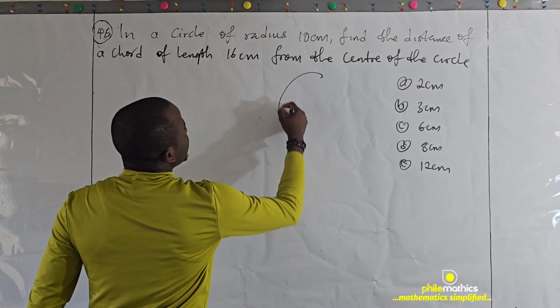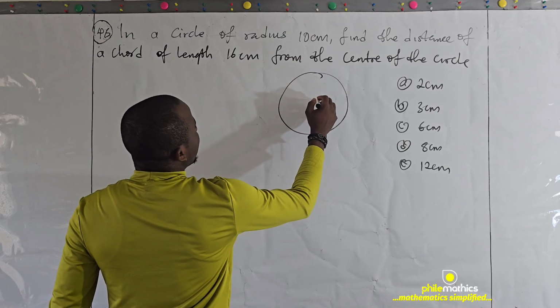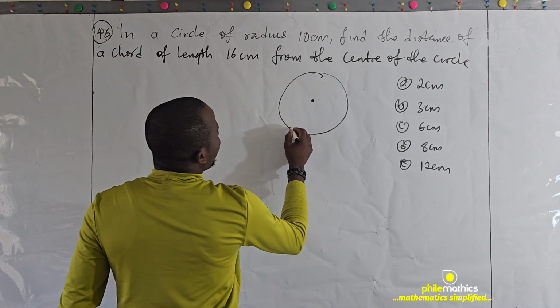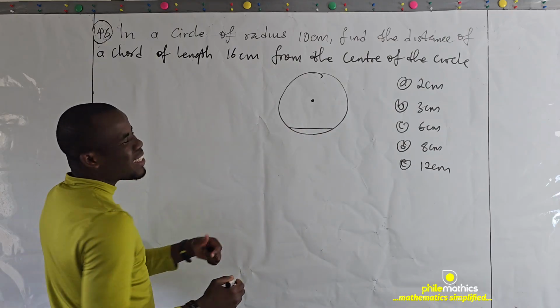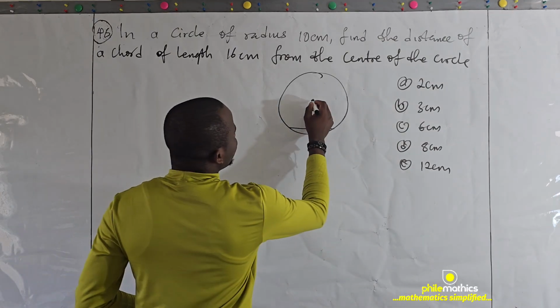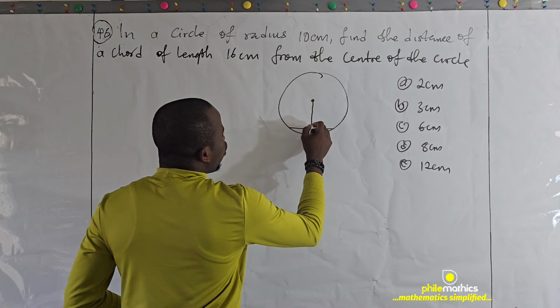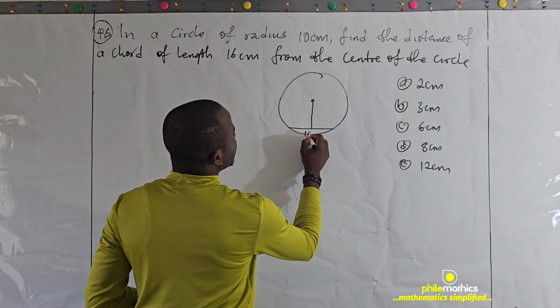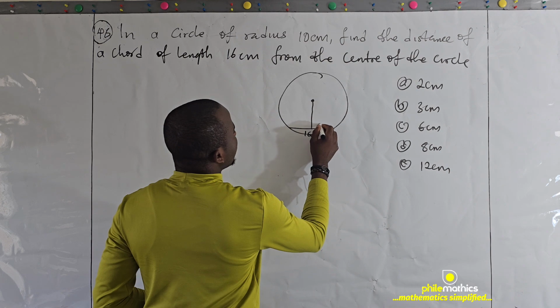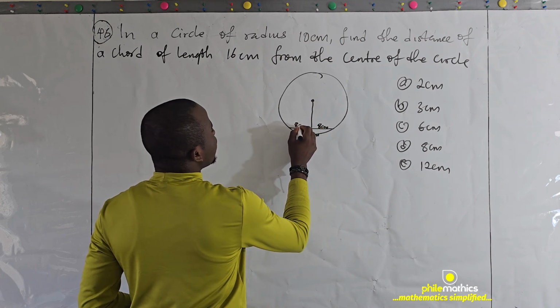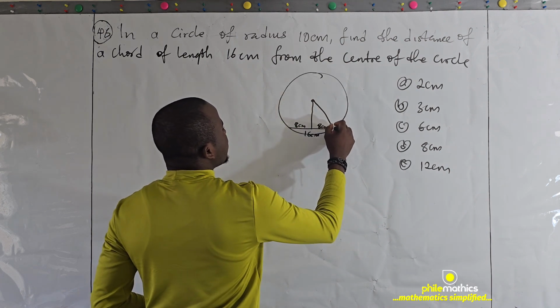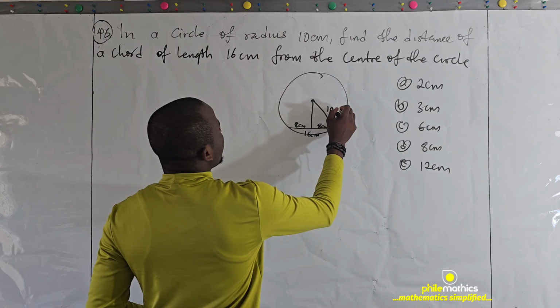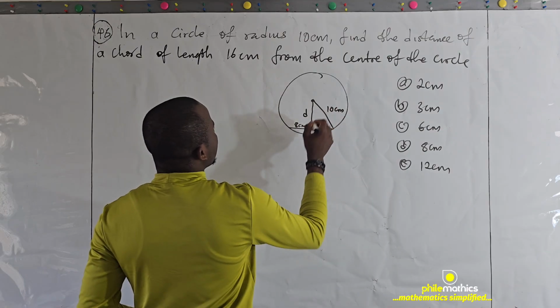So to sketch it, if this is the center, this is the chord. We are told that the chord is 16 cm. And so the line from the center to the chord always bisects this chord into two equal halves. So if this is 16 cm, this will be 8 cm, this will be 8 cm. And we are told that this is 10 cm. This is what we are looking for, this distance.